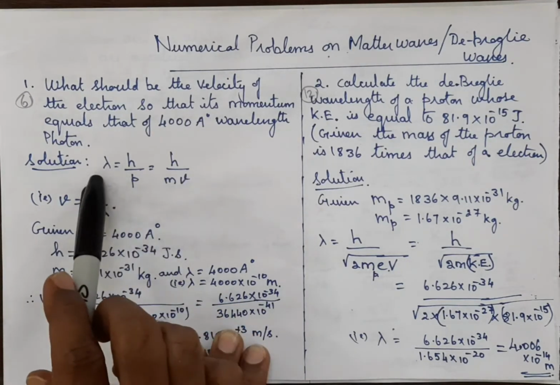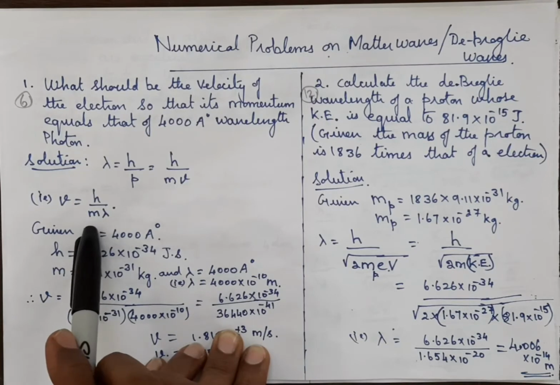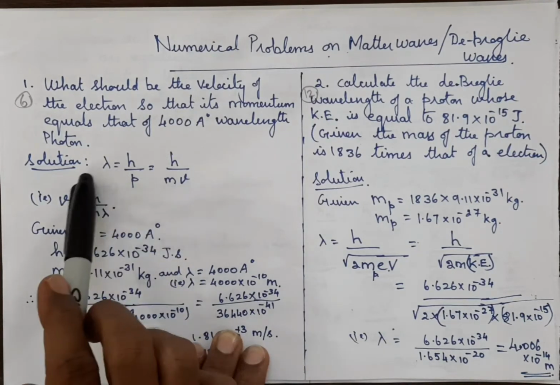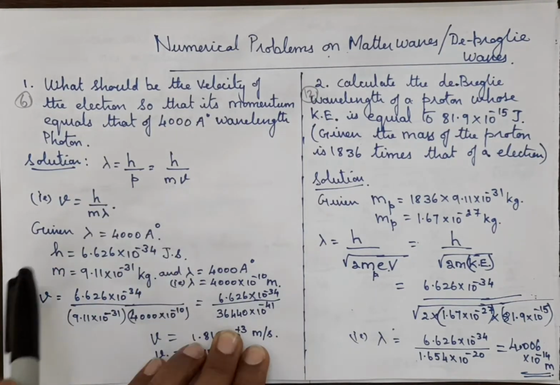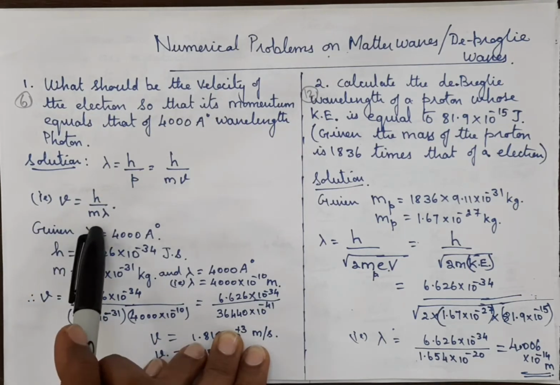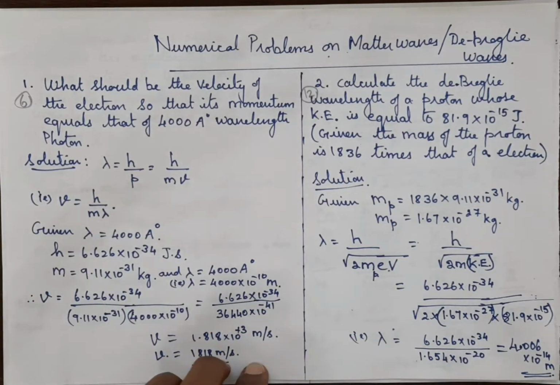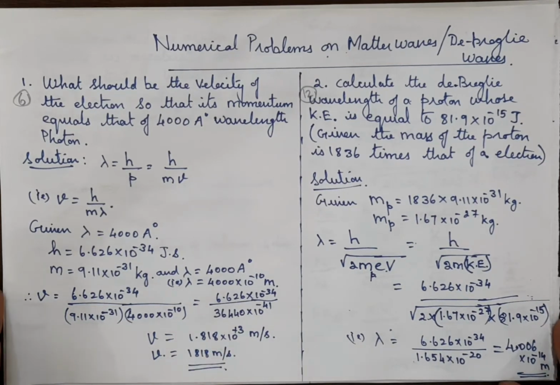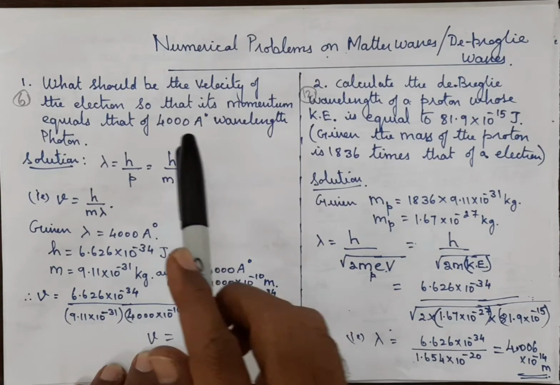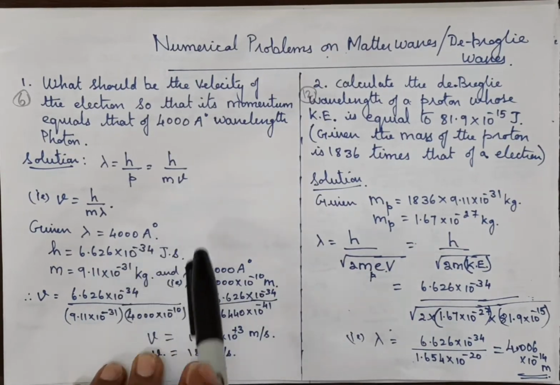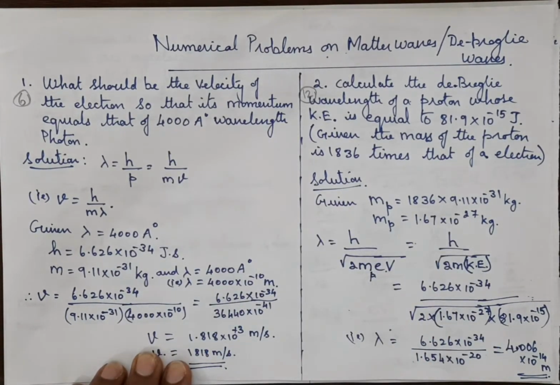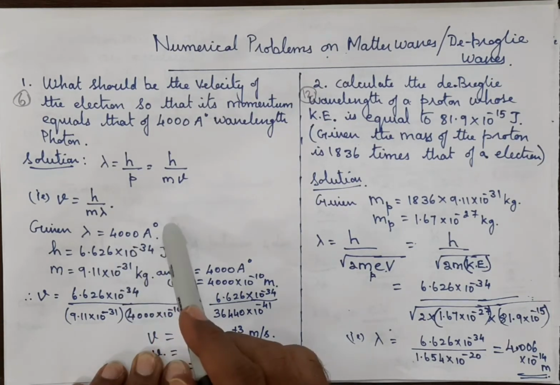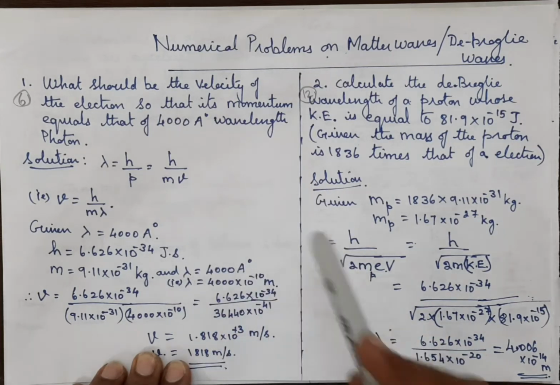So v is equal to h by m lambda. I take v this side and bring lambda to the denominator. So what is given? Lambda is given as 4000 angstrom unit. 4000 angstrom unit means 4000 into 10 power minus 10 meters. So I have written it here, right?